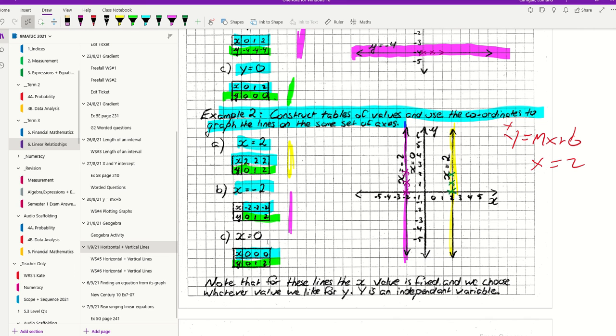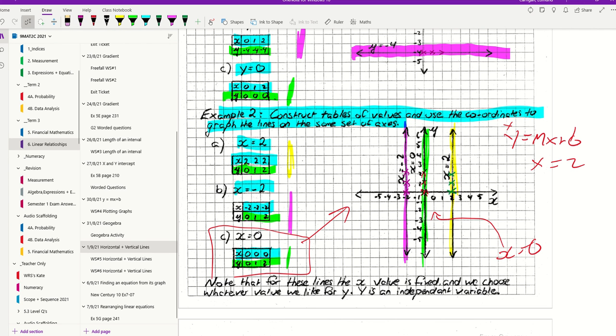Finally, have a look at x equals 0. When we're plotting that one, we have x equals 0, y equals 0. So that's the origin. And then we've got x equals 0, y equals 1, x equals 0, y equals 2. Our line is vertical coming up here. And what we see is that that is the y-axis. So that tells us that the formula for the y-axis is x equals 0.